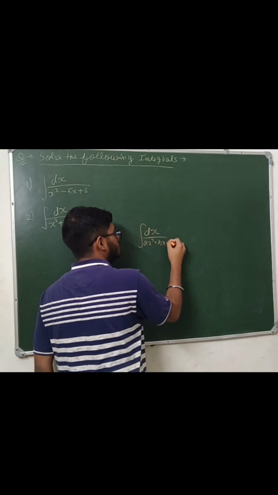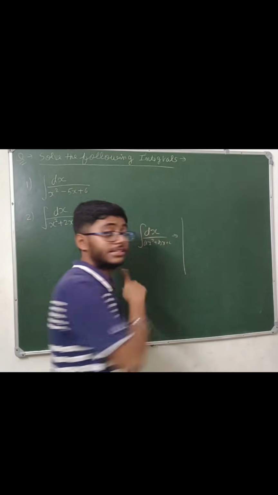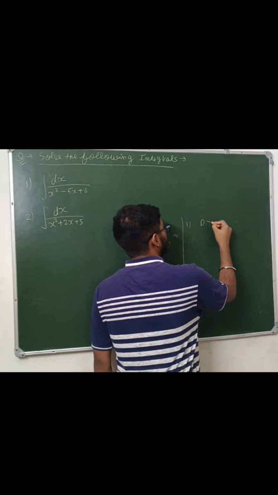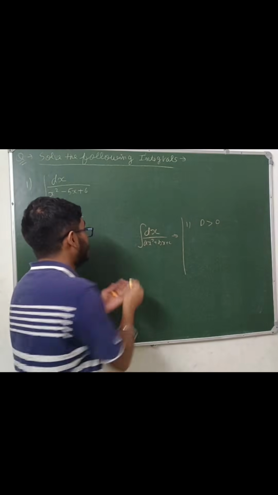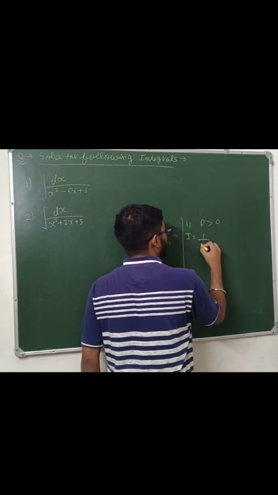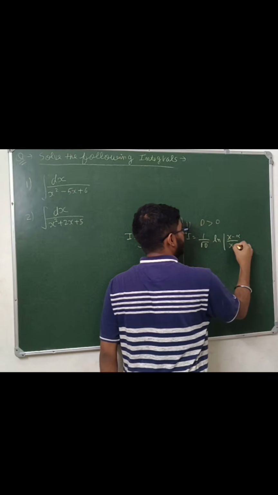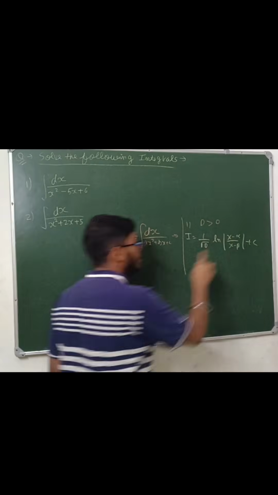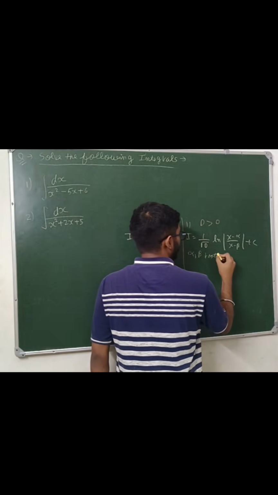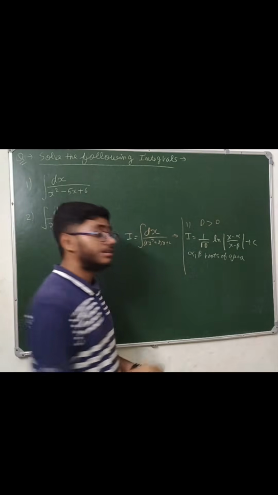plus c. Okay, now in this type of quadratic, you have to first check the discriminant, which is positive, which is negative. If the discriminant is positive, so the value of this standard integral, assuming I, this will be 1 upon root of discriminant ln mod x minus alpha upon x minus beta plus c. Here alpha and beta are the roots of quadratic. Okay, for discriminant greater than 0.